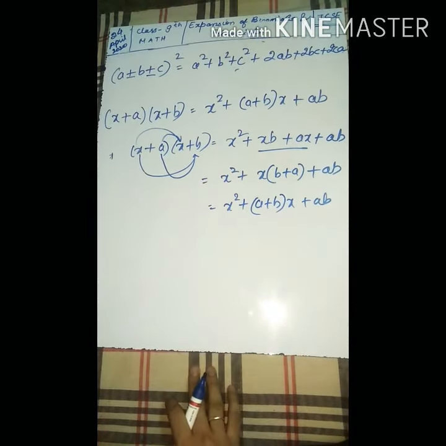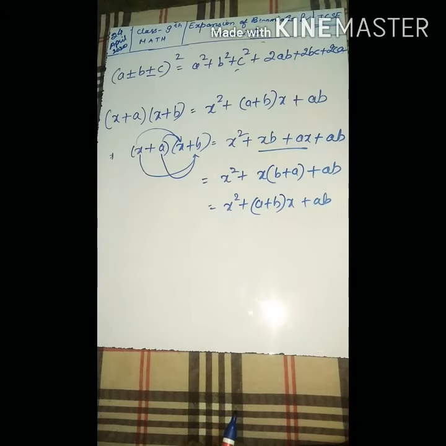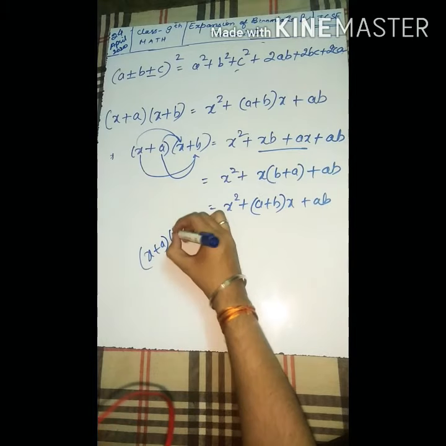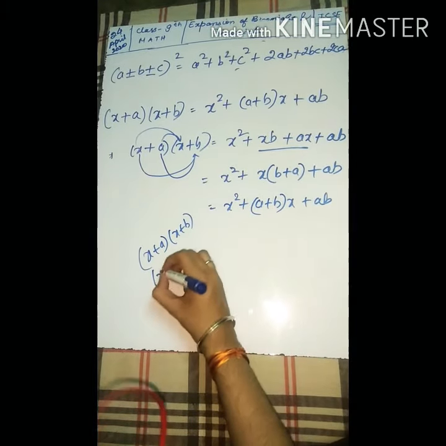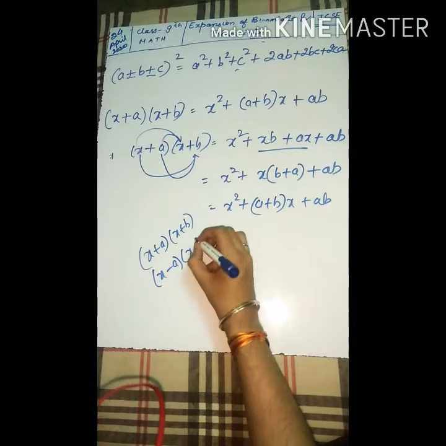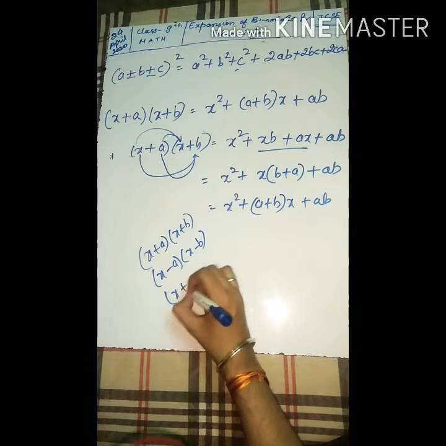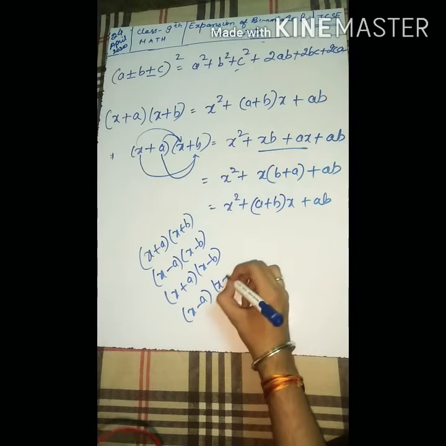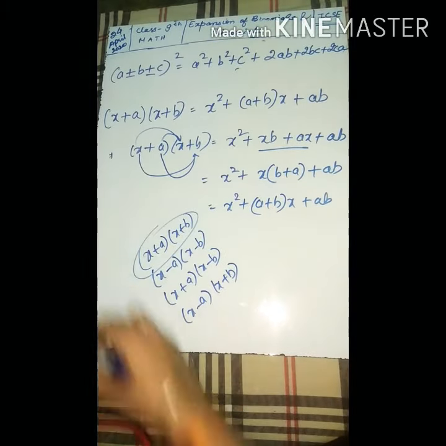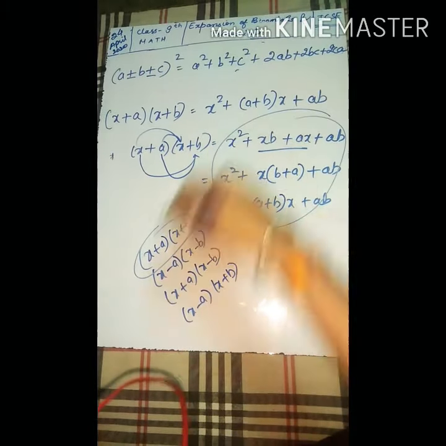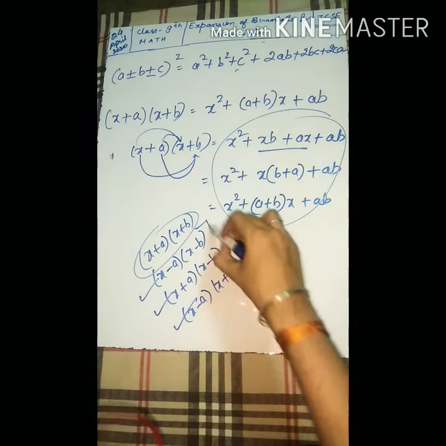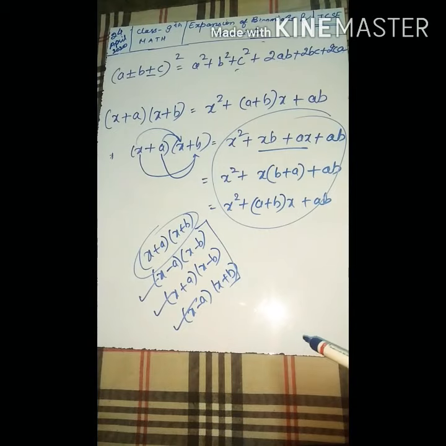Here also you can have 4 conditions. How 4 conditions? This is the first condition, x plus a, x plus b. Now you can have x minus a, x minus b condition. You can have x plus a, x minus b condition, and x minus a, x plus b condition. This I have explained to you by this procedure. Now you have to write, or formulate, these identities so that you can show it to me.